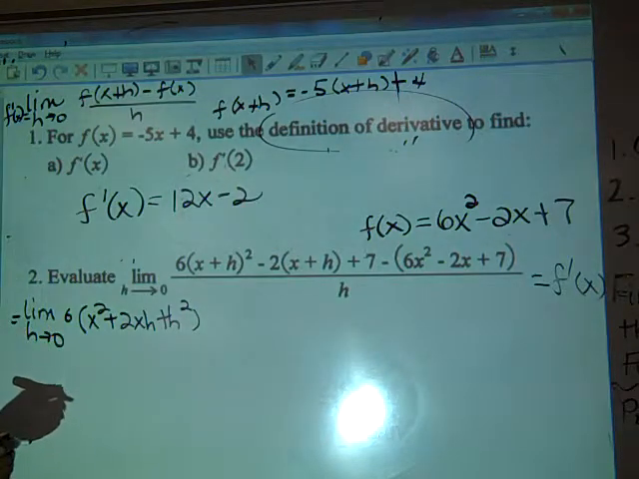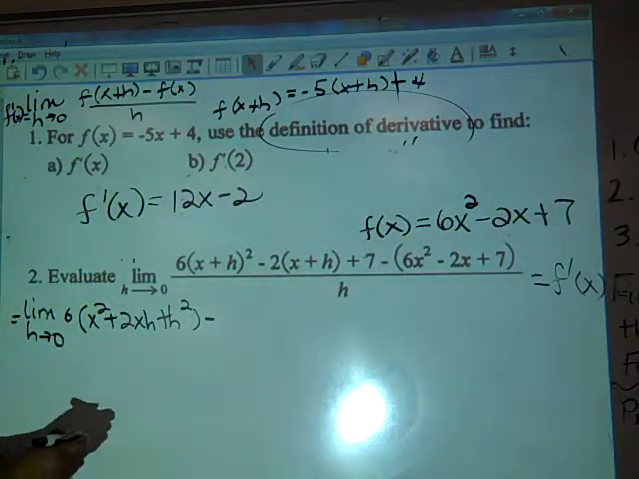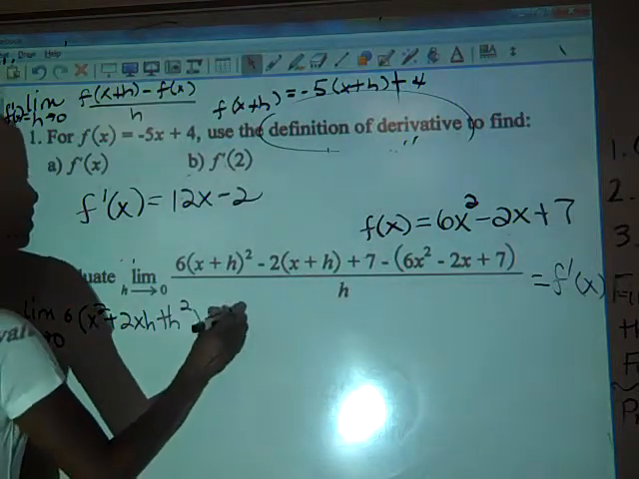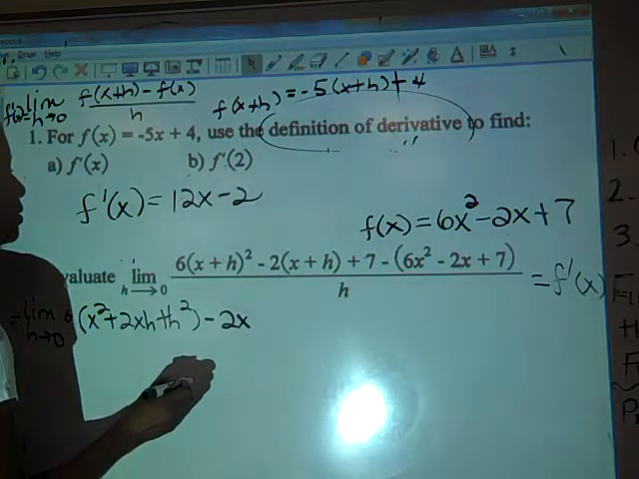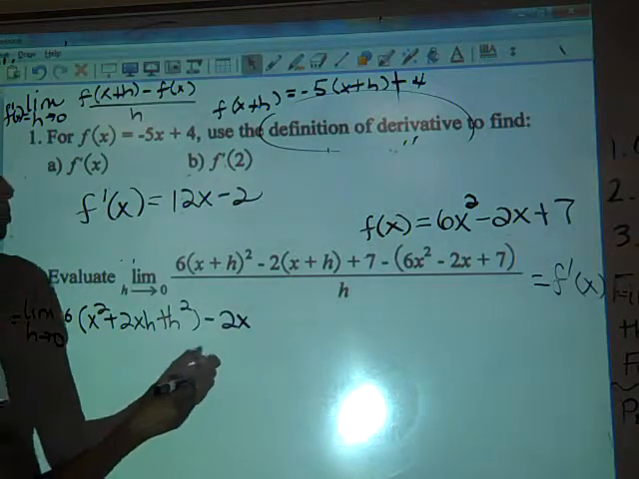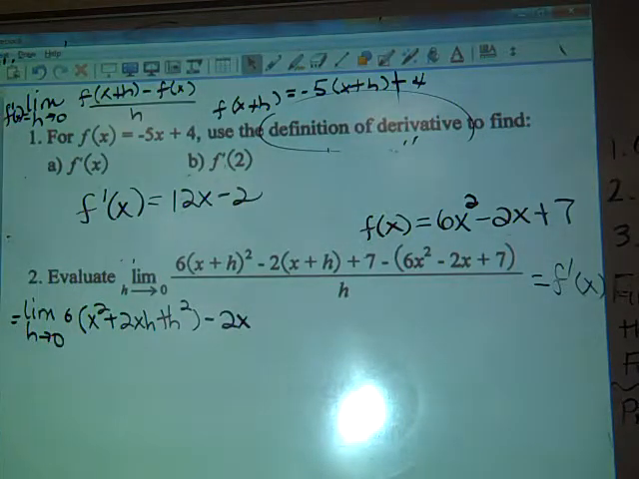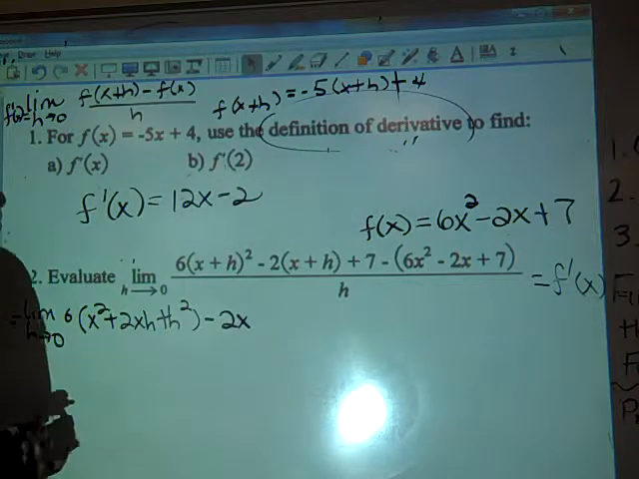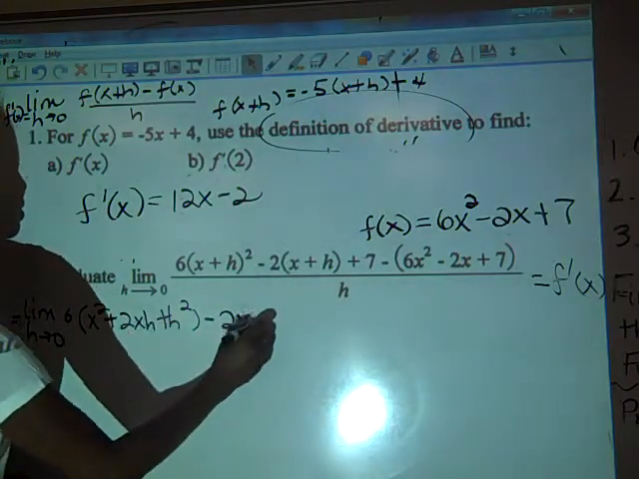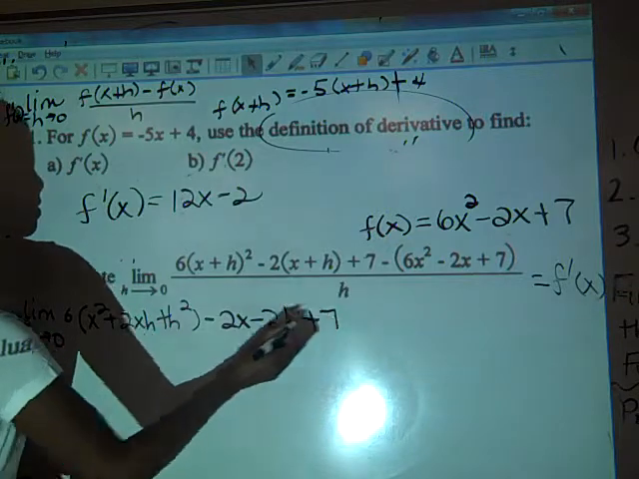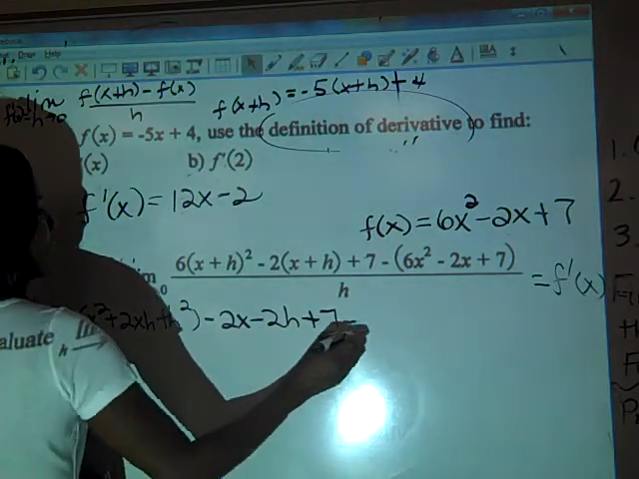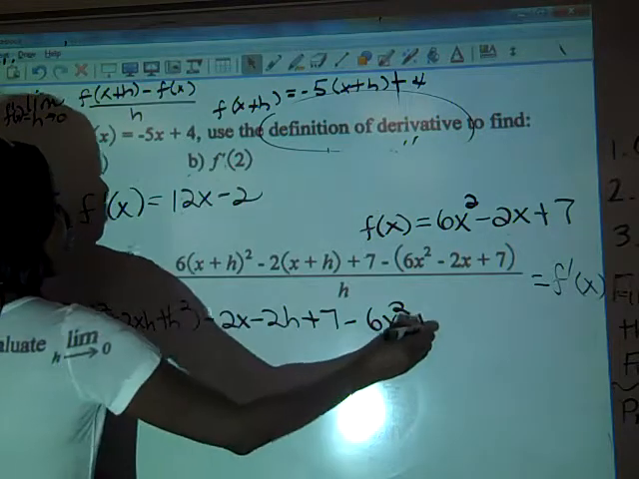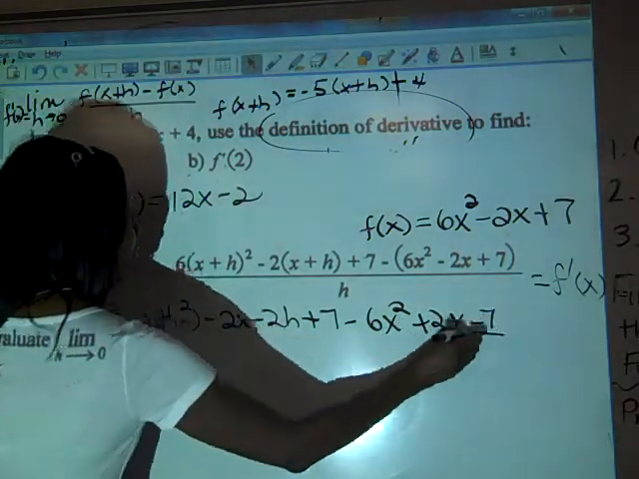Minus 2x plus 2h. I'm going too fast. That's what I'm saying. Minus 2x plus 2h, plus 7. So you don't want me to distribute? Because I was distributing. It's good we're taking notes. Then minus 6x squared plus 2x minus 7. That's a lot of work.